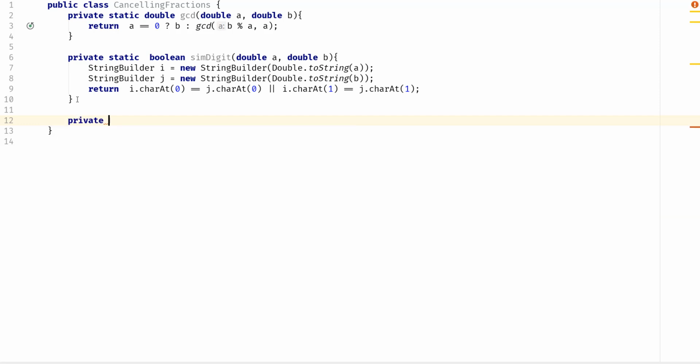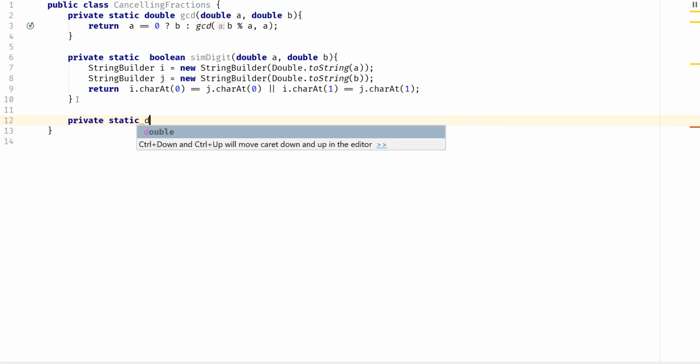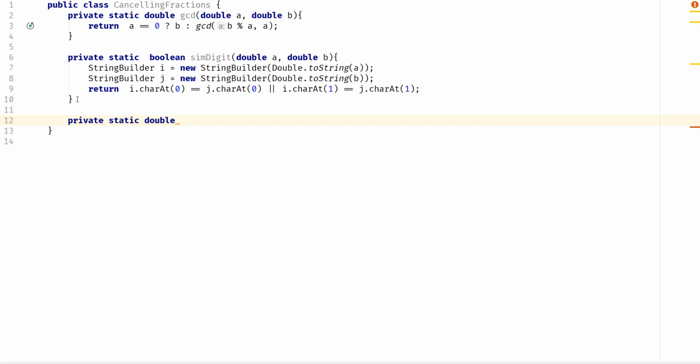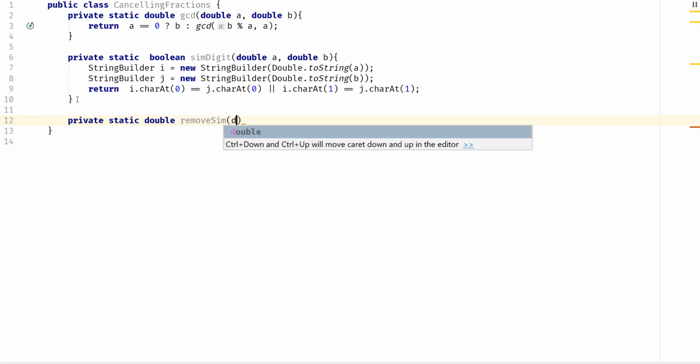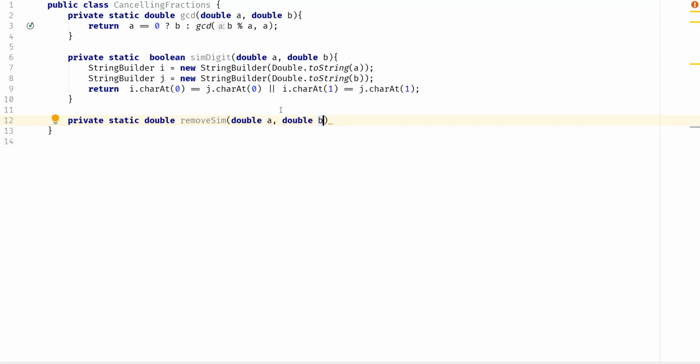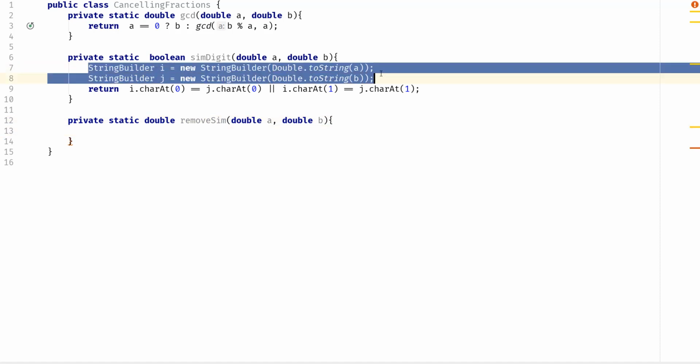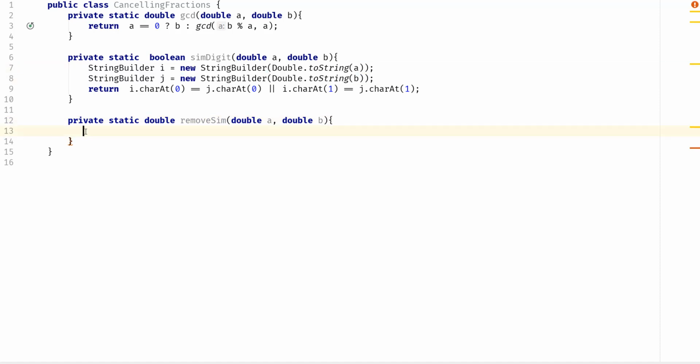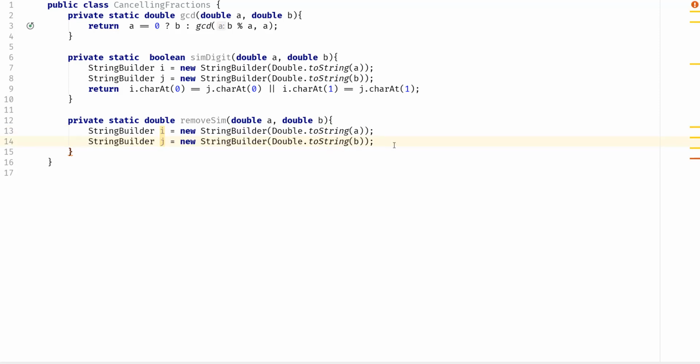So let's create a private static double, and let's call this one removeSim. And this is going to take double a and double b. All right, and I guess we could just copy this here to save time, so Control C and Control V. All right, so how are we going to do this?